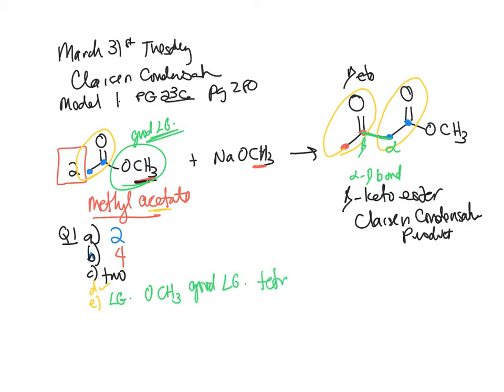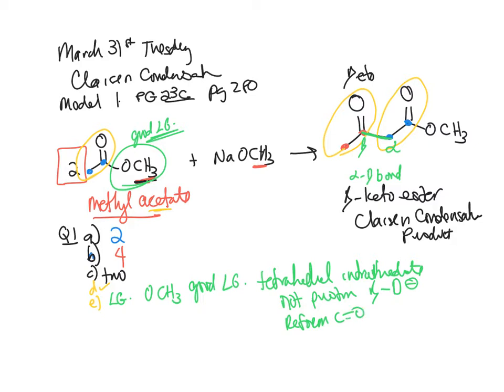So when we form our tetrahedral intermediate, like we did with the aldol, we're not going to protonate the beta hydroxy. Instead, we're going to reform a carbonyl, and OCH3 is your leaving group. Okay, and that's how this mechanism differs. Yes, you need to know this mechanism, so you should have that on your sheet.